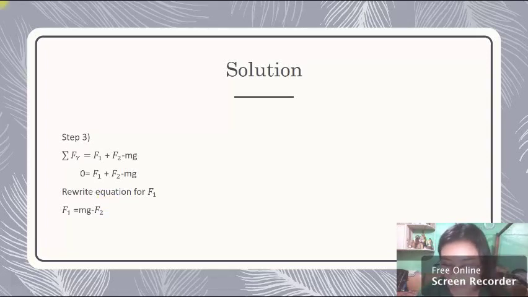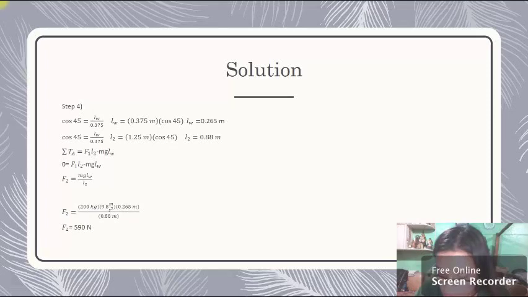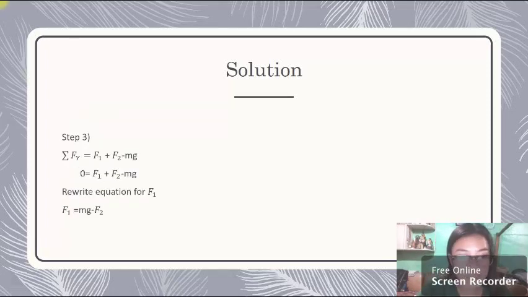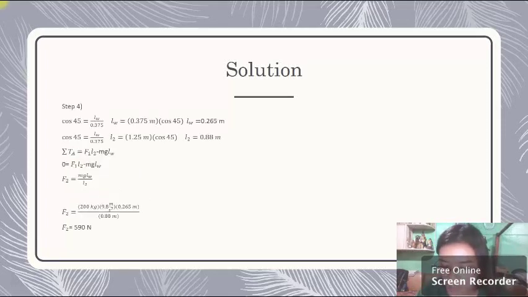And then here the mass is m, and g is the acceleration due to gravity. So from the figure, we have cosine 45 degrees times length over the 0.375, which we got from the free body diagram. So we're just going to look for the value, and we have 0.265.